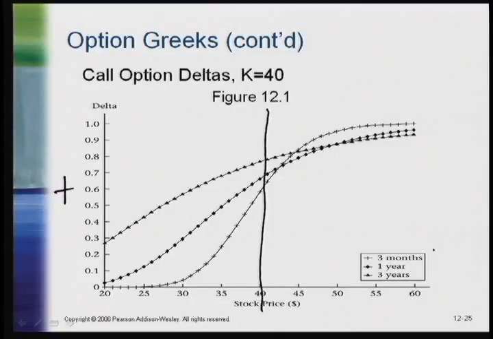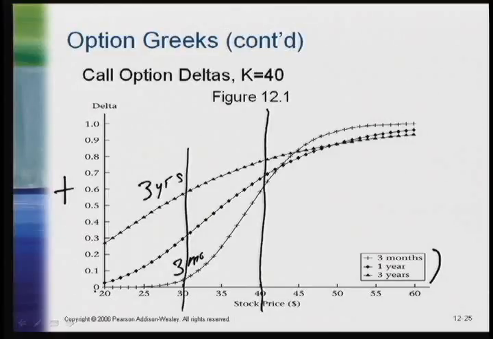But notice the effect on time. Long options, this one up here is 3 years, have bigger deltas than short options. That's logical because what it's telling us is that they have more time value. This is a 3-year option, this is a 3-month option. And if I look at stock prices of 30, it's saying a 3-month option has a delta of 0.05. That means if you were hedging that option, you would need 0.05 shares.